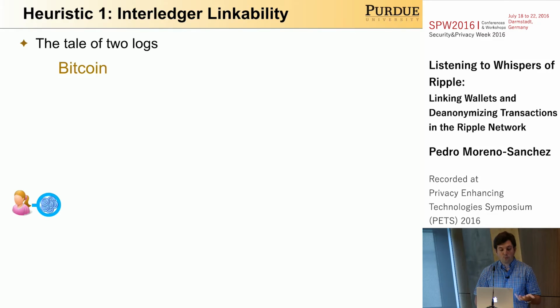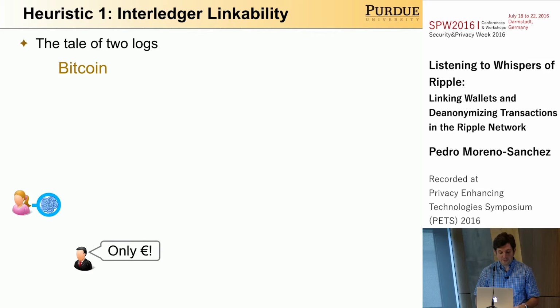Let me show you how it works through a story. Imagine that Alice has some Bitcoin in the Bitcoin system, and she wants to pay Bob for some service. However, Bob hasn't heard too much about Bitcoin so far, and he wants to receive the payment in euros. So what can she do?